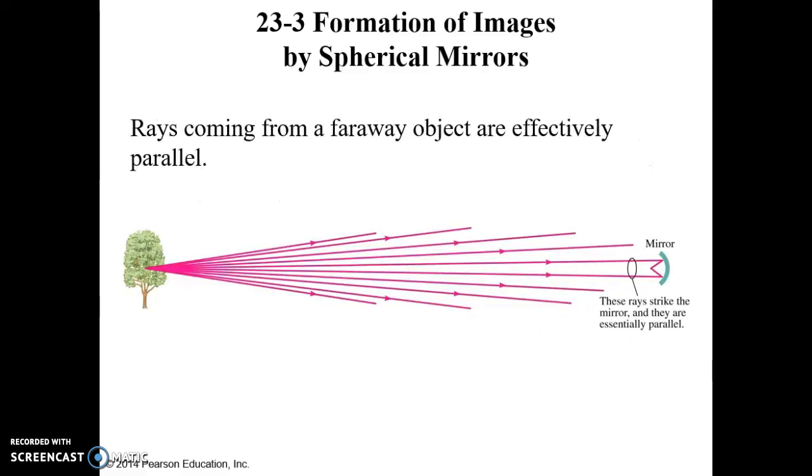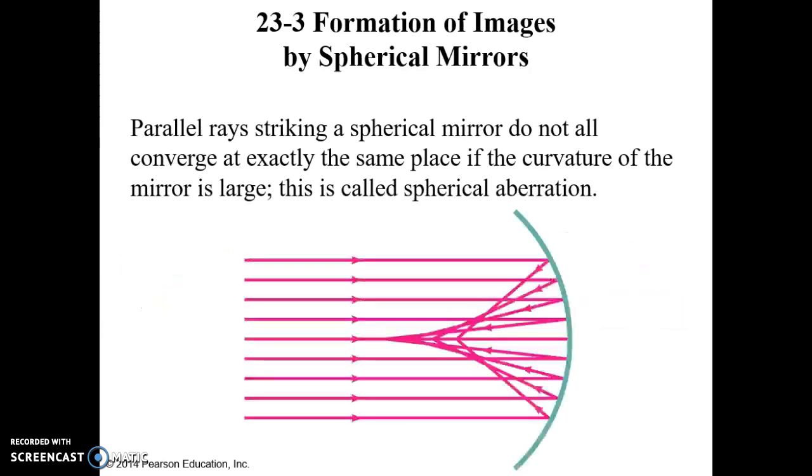Now let's consider an object that is very far from a concave mirror. The rays coming from a faraway object that strike the mirror are nearly parallel. For an object infinitely far away, like the sun or stars, the rays would be precisely parallel.